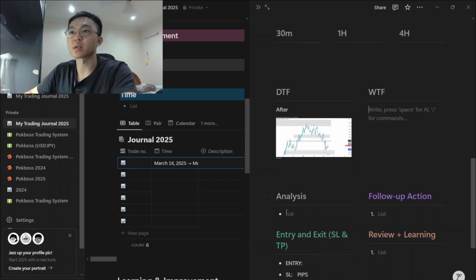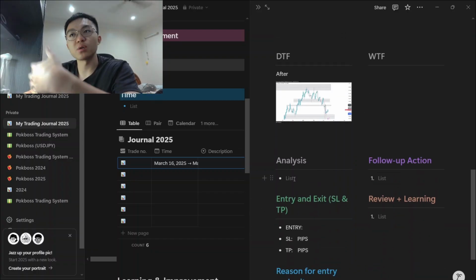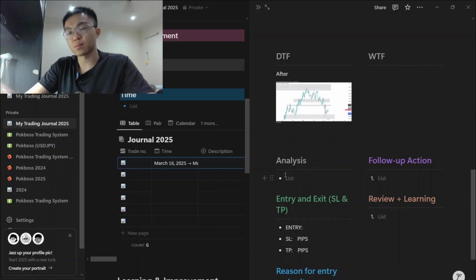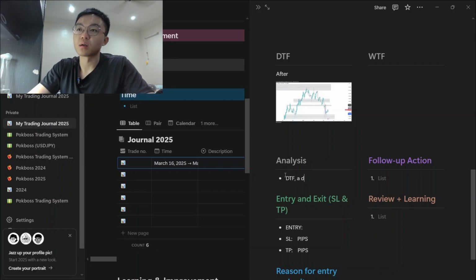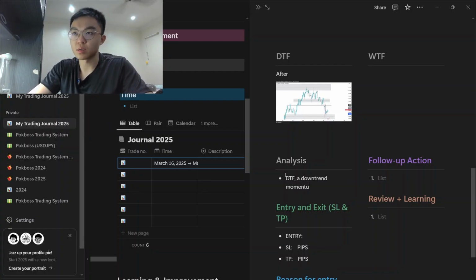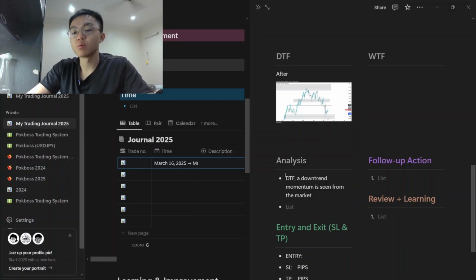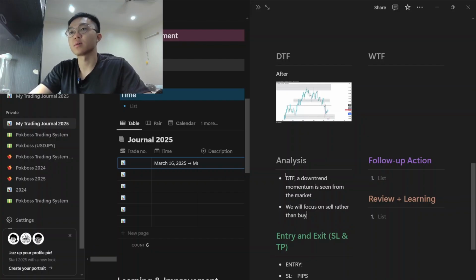Okay, then the next thing is the analysis here. What did you analyze? What did you see from the chart? So let's say if you see breakout, you test in the 4 hour time frame, just write it down here. Okay, let's say the first thing you see is the downtrend. Daily time frame, a downtrend momentum is seen on the market. So we will focus on sell rather than buy.